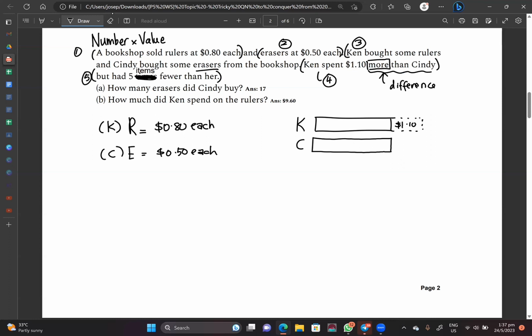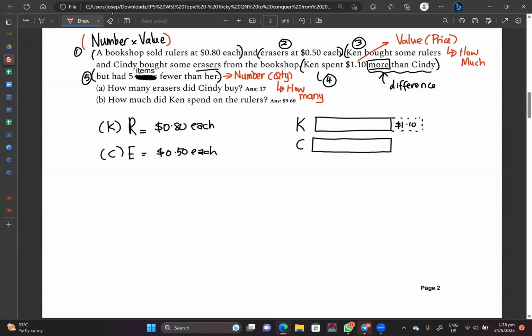Sentence number 5 says, Ken had 5 items fewer than her. When I see that, I can see there is a number over here, because over here talks about quantity. Quantity means how many. And over here it talks about value. Value means the price. It basically means how much. That is the reason why I say that this is a number x value question.